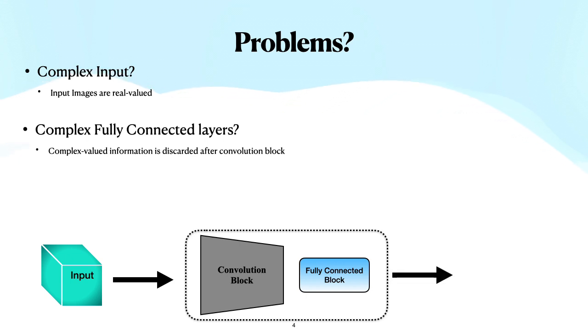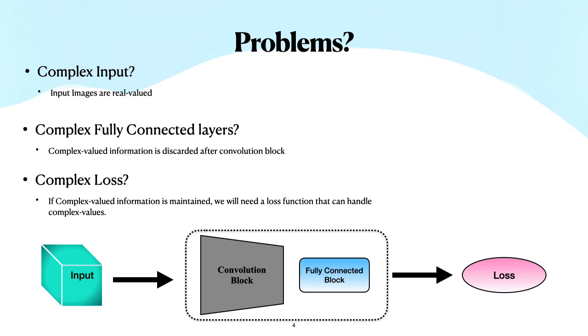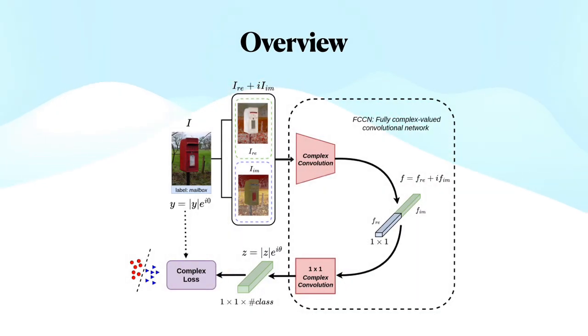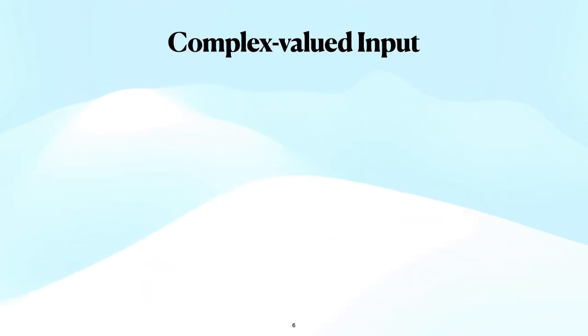Third, if we continue the complex valued information till the end, we need to have a loss function that caters specifically to complex valued output. Here is an overview of our proposed contribution to solve these problems. Now let's discuss them in detail.